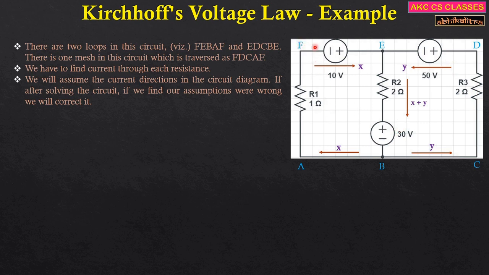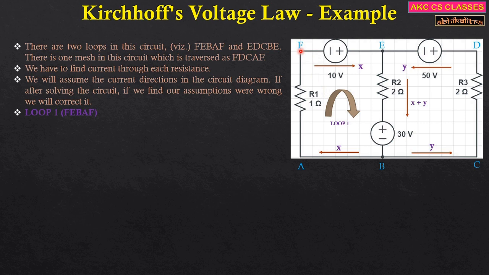So now what do we do? Now we consider this particular loop FEBAF, and the direction of our movement will also be FEBAF. So obviously the direction of movement is in this fashion, right? Now we have to form an equation from this particular loop. In order to find the equation from this loop, we will start with the junction F, and we are moving from junction F to E, right?